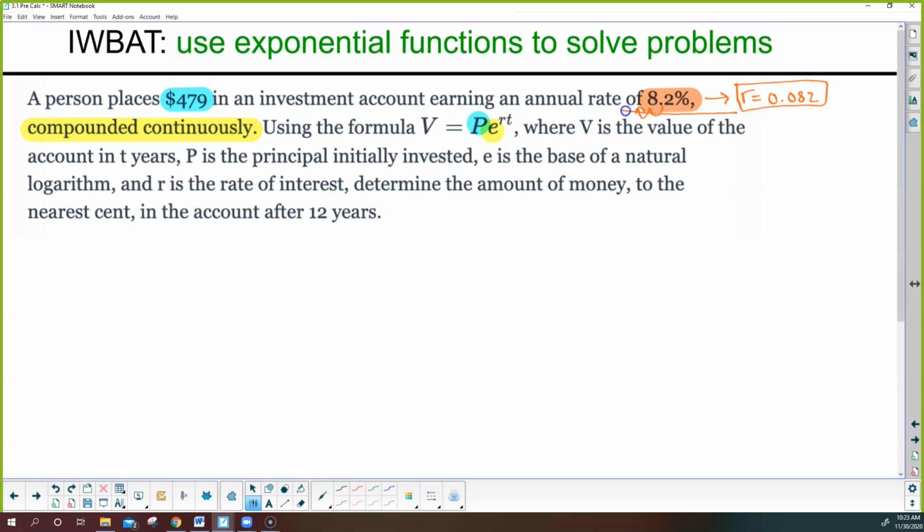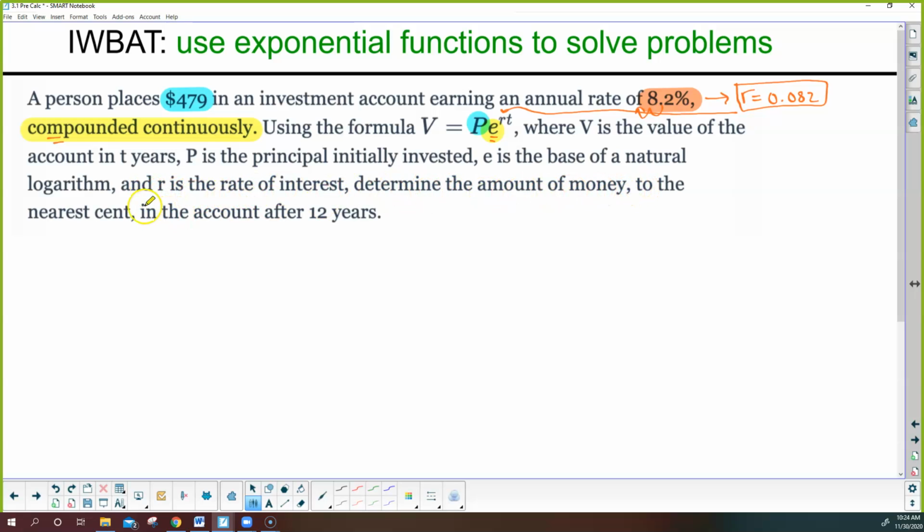That's the R value that we're looking for right here. All right, and then this is compounded continuously. When you see the words compounded continuously, that tells you that the base is E. All right, and then V is the value of the account in T years. P is the principal initially invested. E is the base of the natural logarithm. R is the rate of interest.